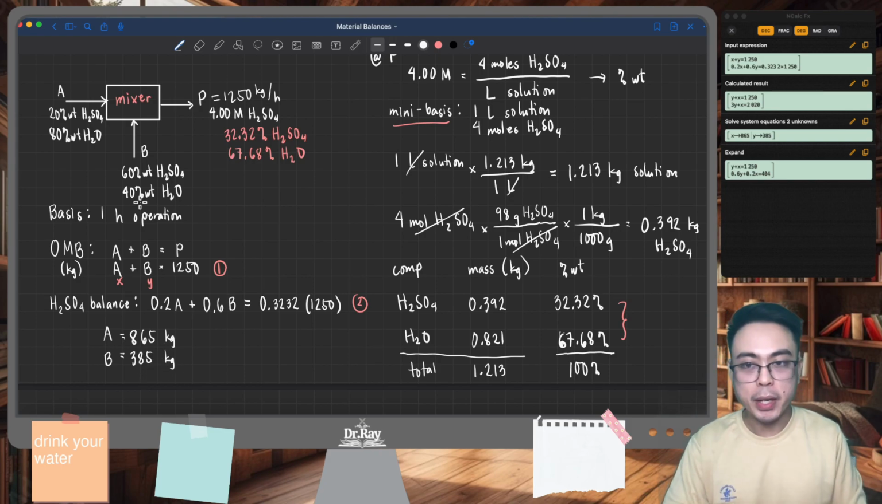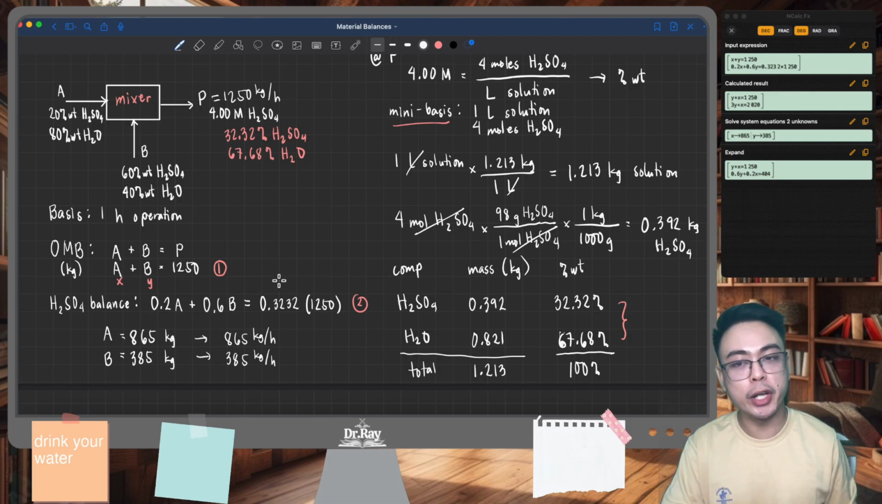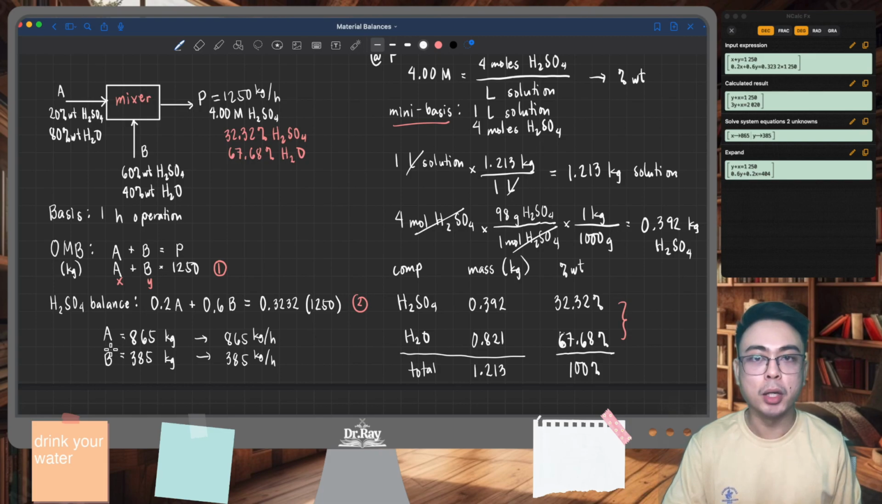Now, going back to your basis, remember earlier we said that the basis was 1 hour of operation. So this translates to flow rates of 865 kilograms per hour and 385 kilograms per hour. These are the flow rates of stream A and stream B. Okay, there's a difference between mass and mass flow rates. In the overall material balance, what we are balancing are masses, but what we are reporting as answers are mass flow rates using the basis of 1 hour.